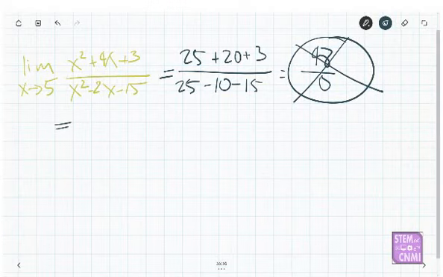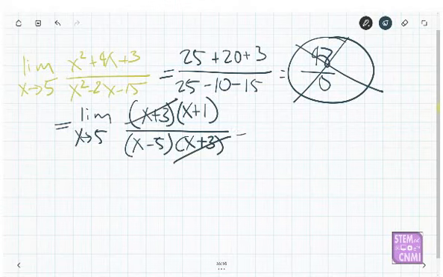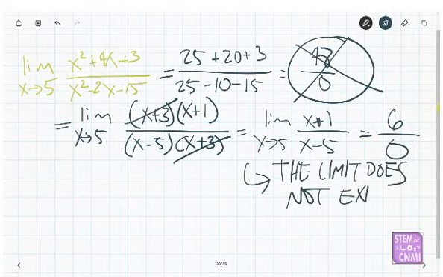So I'm going to factor the numerator and the denominator. This is the limit as x approaches 5 of x plus 3 times x plus 1 over x minus 5 times x plus 3. So the x plus 3 factors cancel out, and we can't simplify any further. Direct substitution still gives me 6 over 0. So from this, I would conclude that the limit does not exist, and I would confirm this by looking at a table or a graph.